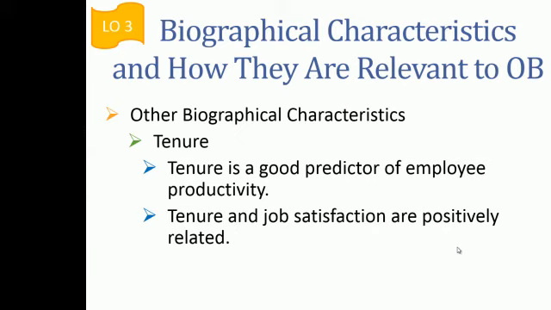Other biographical characteristics, one is tenure. Tenure is that thing that doesn't seem to fit in with everything else that we've talked about. You know, race and sex and age all seem like they go together. Tenure is really just how long you've been in the job. We do generally tend to find that tenure is a good predictor of employee productivity, unlike the other biographical characteristics that we've talked about. And we do tend to find that tenure and job satisfaction, so being happy at your job, liking your job, are positively related.